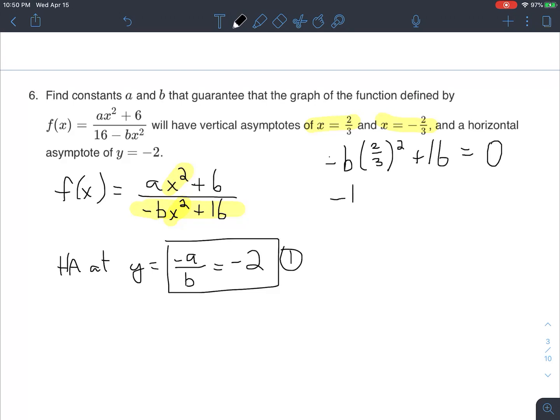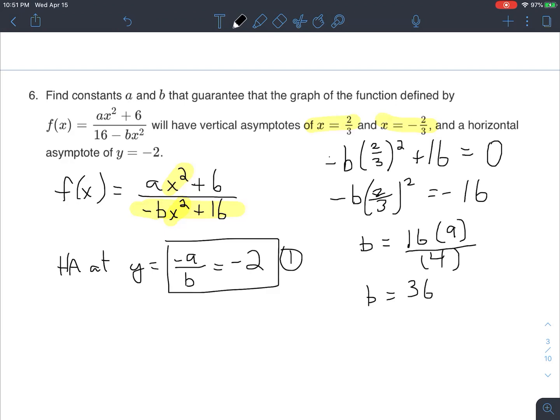We're going to have negative b times 2/3 squared equals negative 16. Those negatives go away. We're going to get b is equal to 16 times 9 divided by 4, because 3 squared is 9 and 2 squared is 4. And so b is equal to, that's just going to be 36. 4 times 9 is 36. Boom. Alright, so we know b.